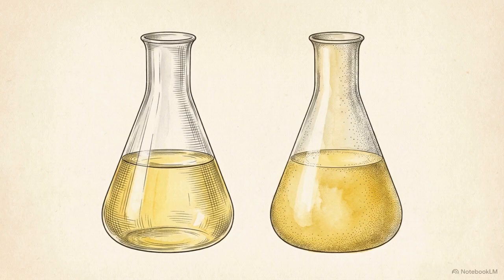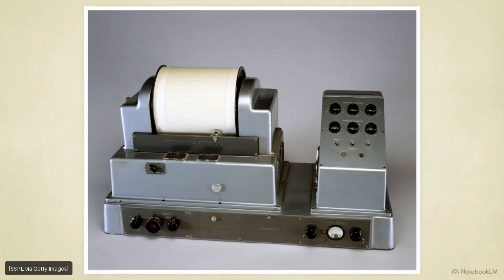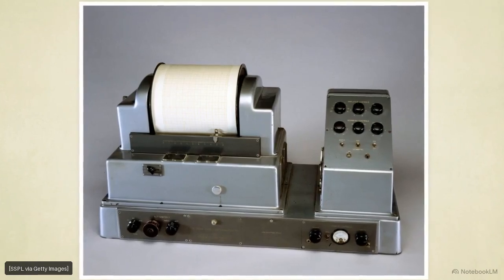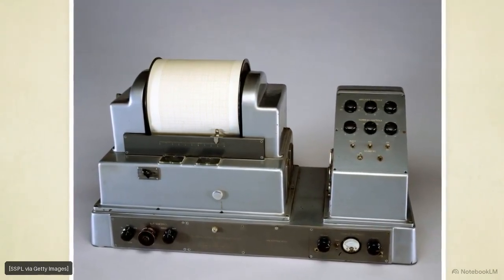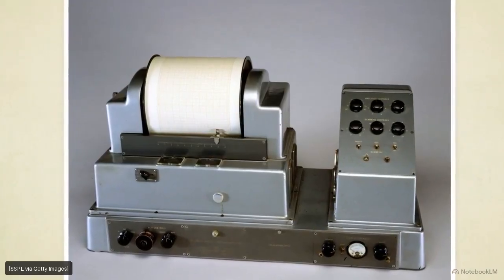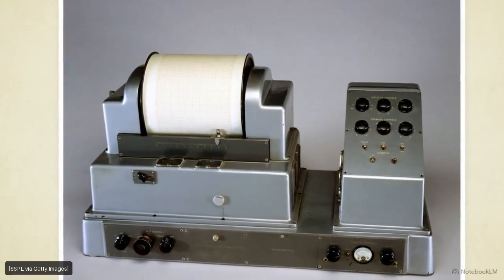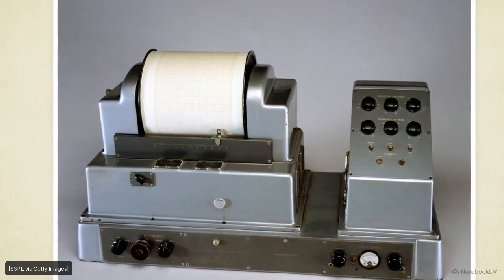The alternative to direct counting is indirect measurement. This bypasses physical counting entirely, correlating the population size to the physical properties of the liquid culture itself. This requires tracking turbidity, or the cloudiness of the liquid, using a spectrophotometer. A spectrophotometer is an instrument that passes a precise beam of light through a sample tube to measure the amount of light absorbed by suspended particles.